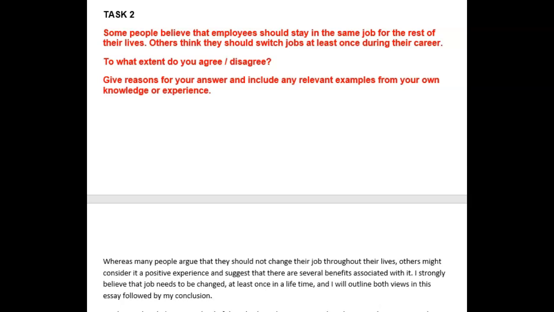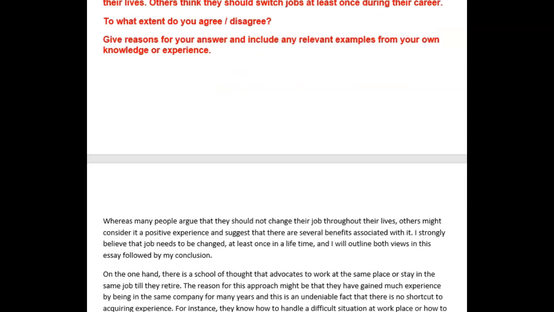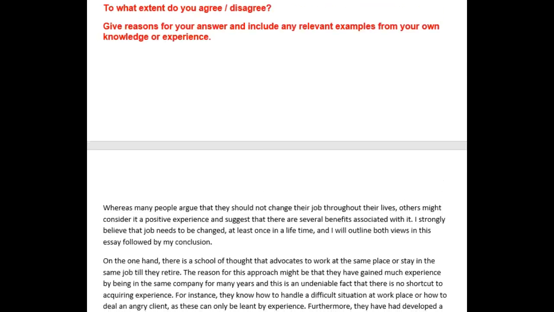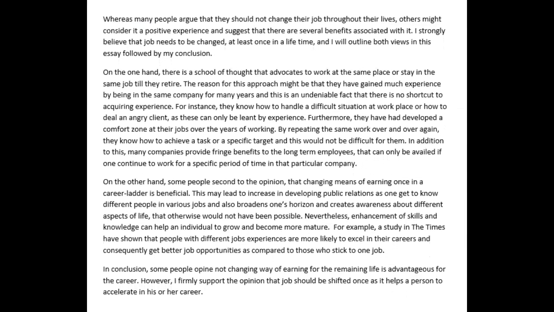So let's take a look at your task 2 here as well. This is the one about switching jobs or staying. To what extent do you agree? All right, let's see what you wrote.